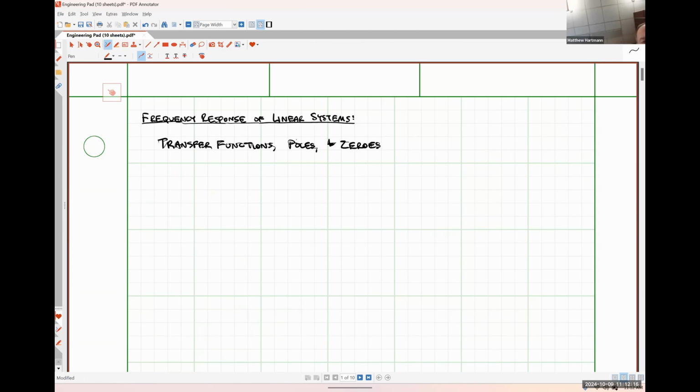So we could have an H of S that is the ratio of V out as a function of S to V in as a function of S. And we would call this the voltage gain or the voltage transfer function.